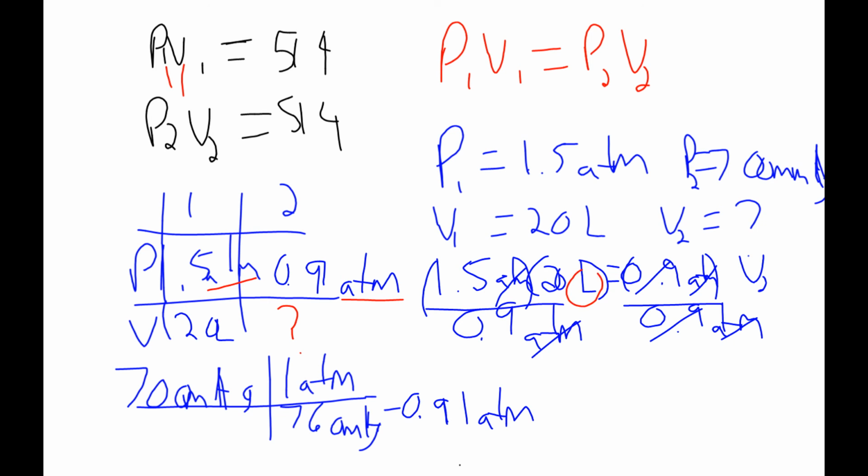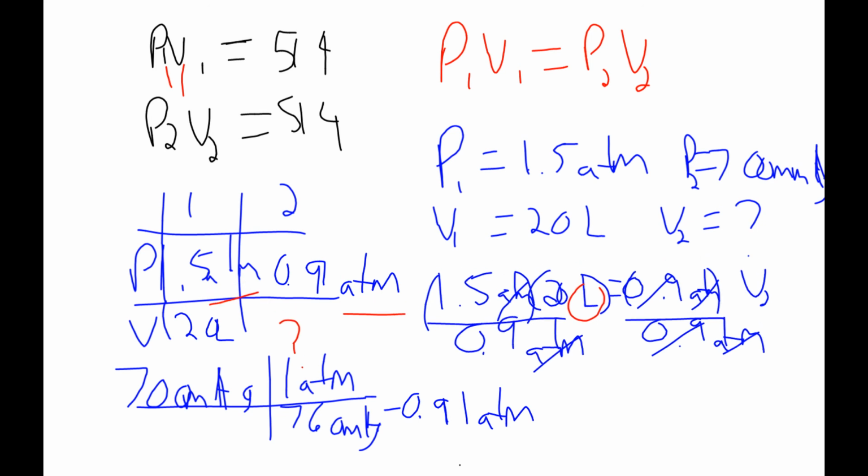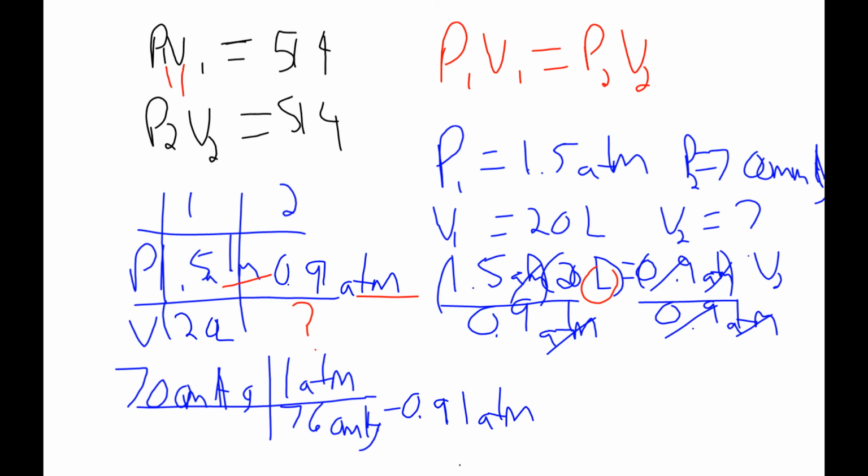Okay, so 1.5 times 20 divided by 0.9 gives you V2 equals 33.3. And what are the units? Well, whatever units you're left with, liters. Okay, and that's our final answer.